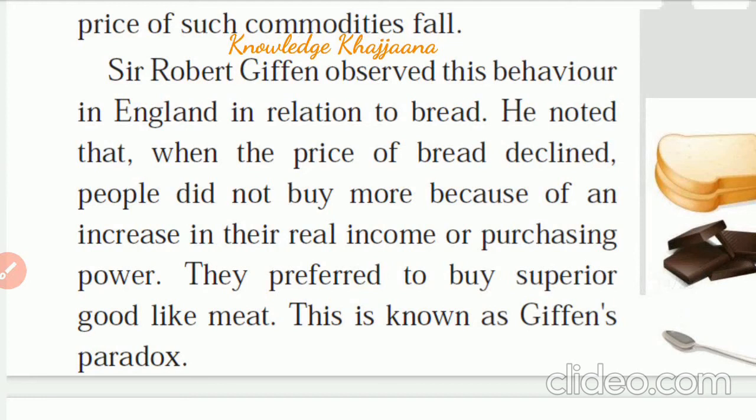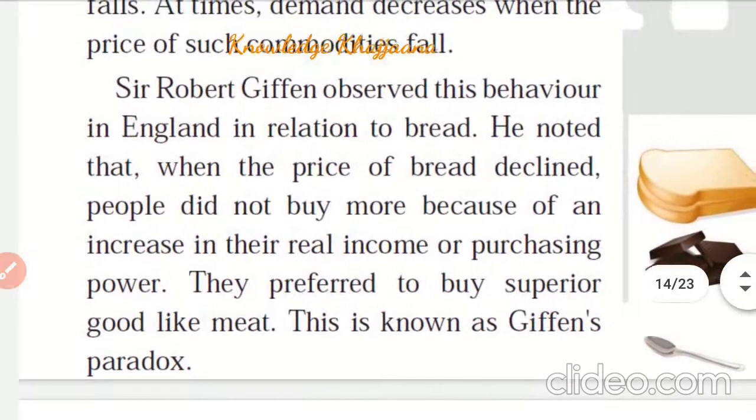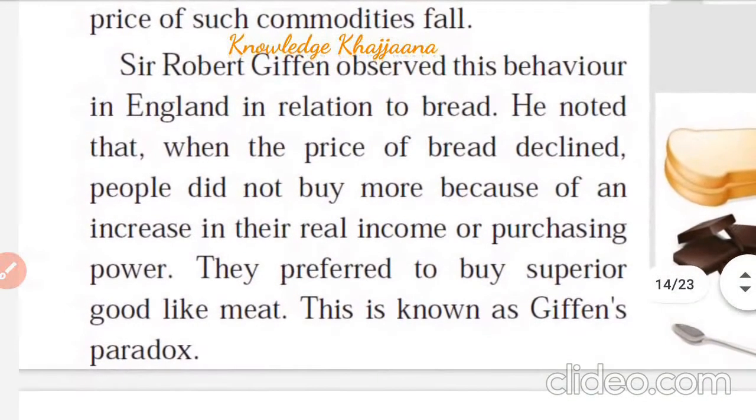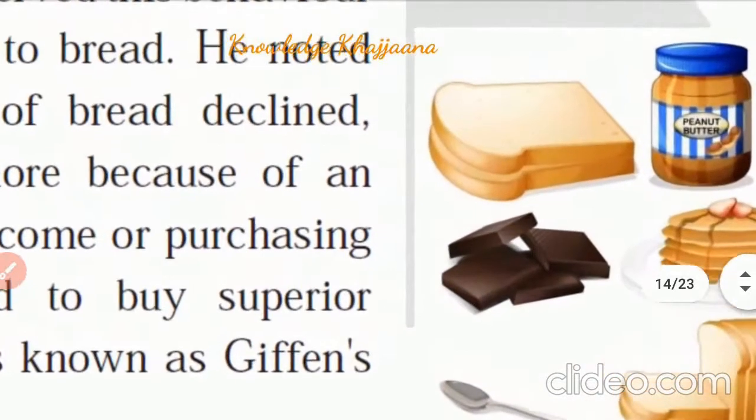He noted that when the price of bread declined, people did not buy more of it because of an increase in their real income or purchasing power. They preferred to buy superior goods like meat. This is known as Giffen Paradox. What can we conclude? There were some workers whose behavior Sir Robert Giffen observed. This was related to an inferior good, and as per the people in England, bread is supposed to be an inferior good.